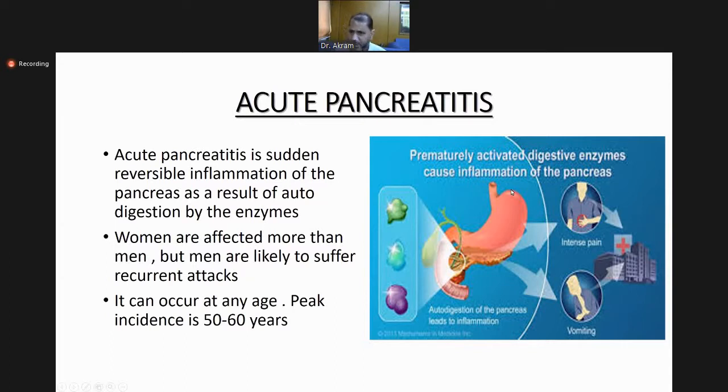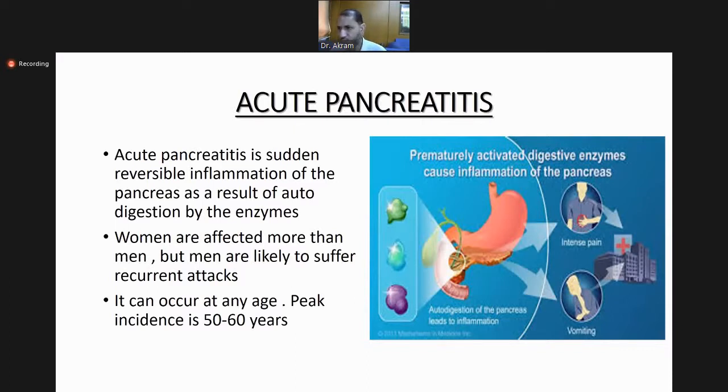Acute pancreatitis is more common in women in our society because gallstones are more common in females. And in the West, the most common cause of pancreatitis is alcohol. But in our region, the most common cause of pancreatitis is gallstone.